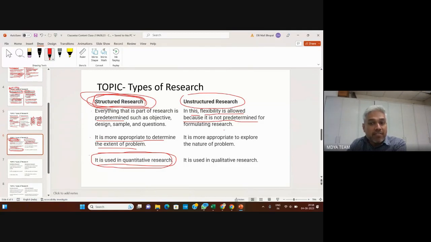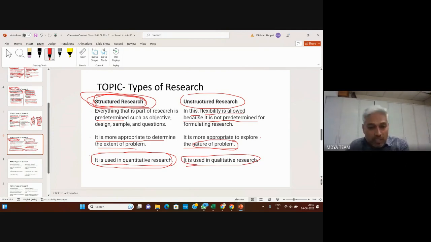For formulating research, it is more appropriate to explore the nature of the problem, right? Unstructured research type is used to explore the nature of the problem, and it is used in qualitative research.